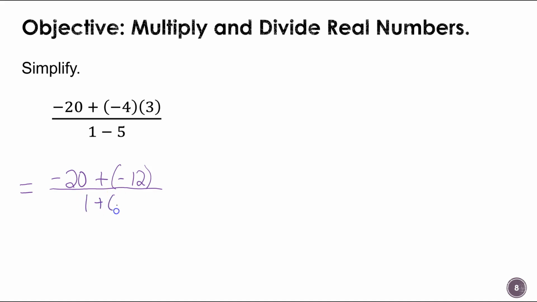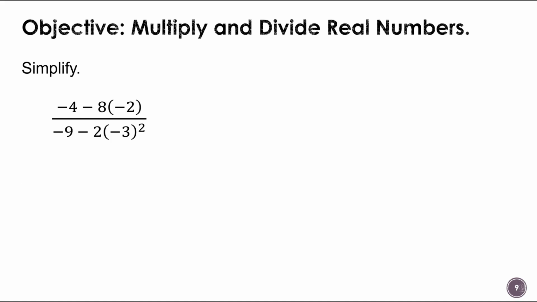I'm going to rewrite the denominator as addition. Then in the numerator I have negative 20 plus negative 12, so that's negative 32. In my denominator, 1 plus negative 5 will be negative 4. And then I can simplify that because 32 is divisible by 4, and they're both negative, so that's a positive answer.